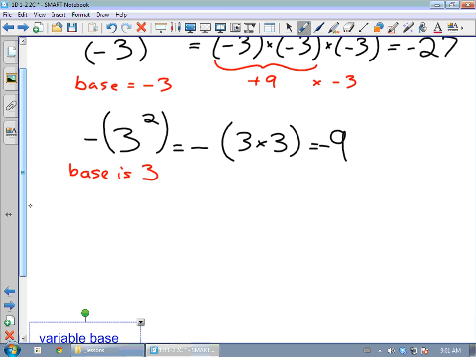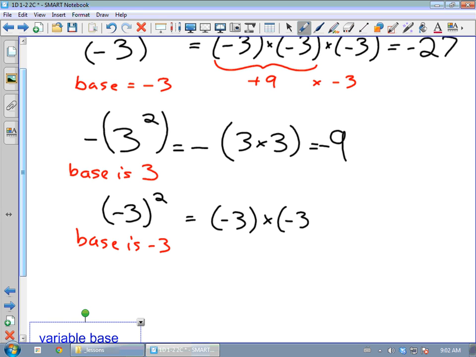Now, if we saw something like this, what is our base in this case when we do have these brackets around it? Yeah, now our base is negative 3. So when we do our expansion, we get negative 3 times negative 3, which gives us positive 9, because it's negative times negative.